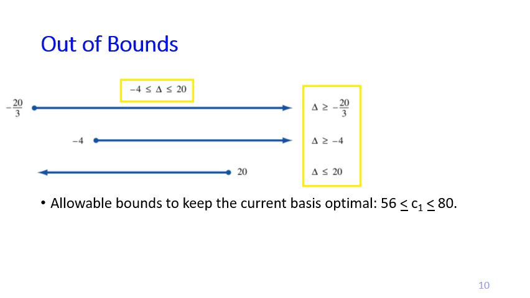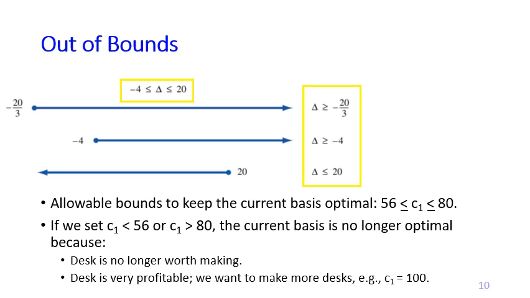From the previous slide, we've seen that the allowable bounds to keep the current basis optimal are between 56 and 80 for C1. Now, if we set C1 less than 56 or C1 strictly greater than 80, then the current basis is no longer optimal. The reason is that if the price of X1, which is a desk in this example, falls lower than 56, it is no longer attractive to make a desk. On the other hand, if the price of the desk increases to more than $80, desks become very profitable, such that we would like to make more desks to get more profit.